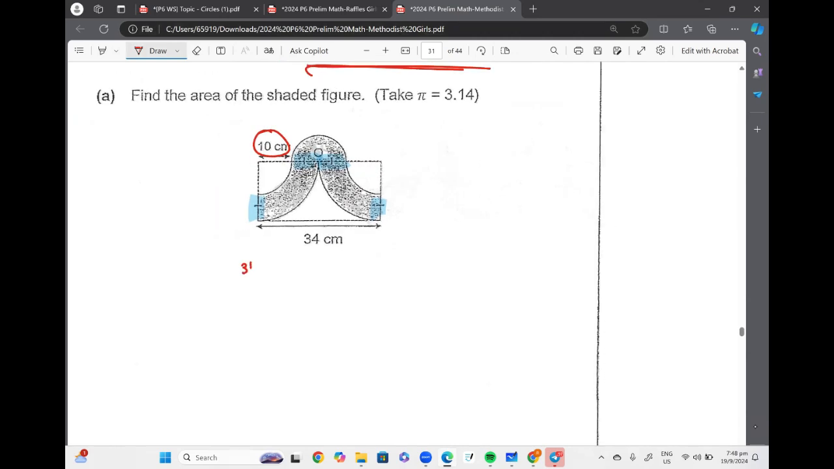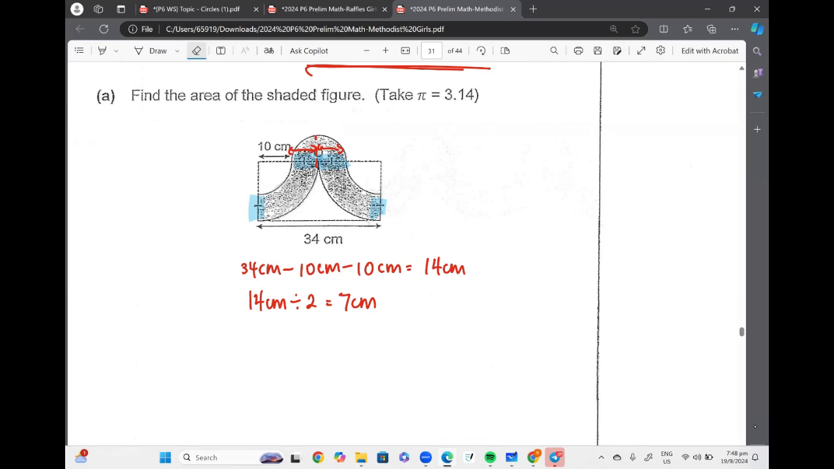I can take 34 cm minus 10 cm minus 10 cm first. I'll be left with 14 cm. 14 cm is the sum of both of these, so I just take 14 cm, divide it by 2, I'll get 7 cm each. Therefore, each of the blue lengths is technically 7. This is also 7. So I cannot do shifting. I cannot say I can shift this inside. No, we can't, because the radius of that is different.